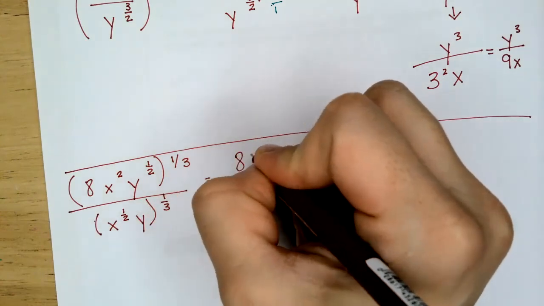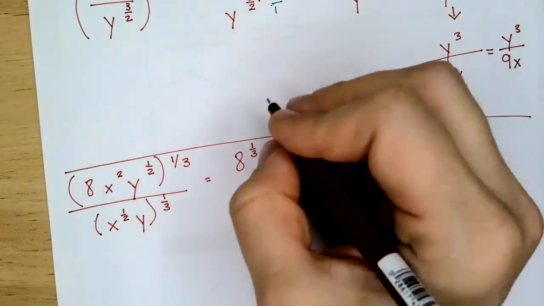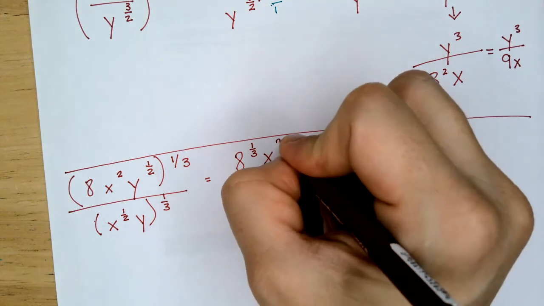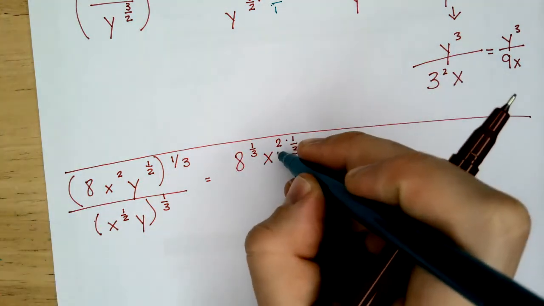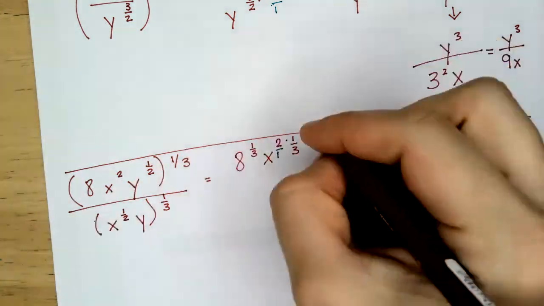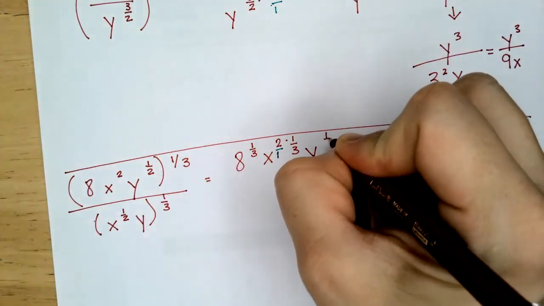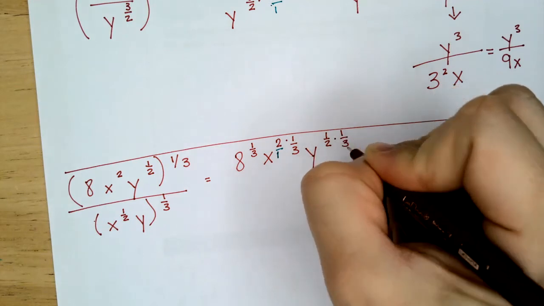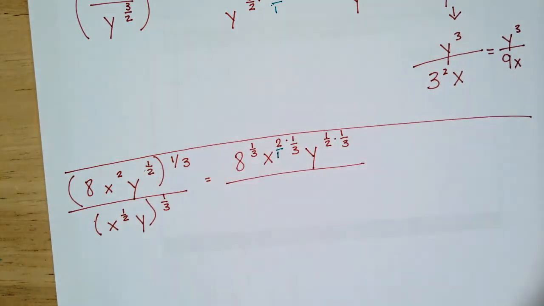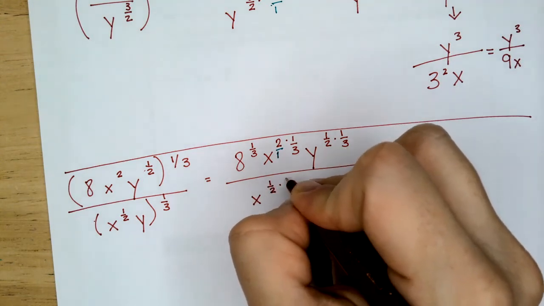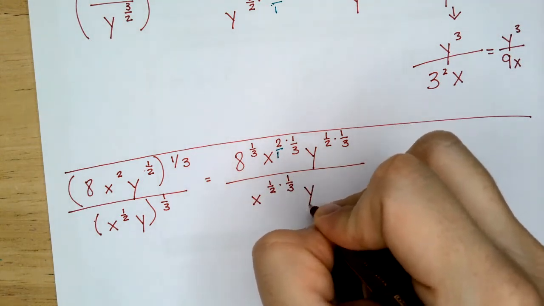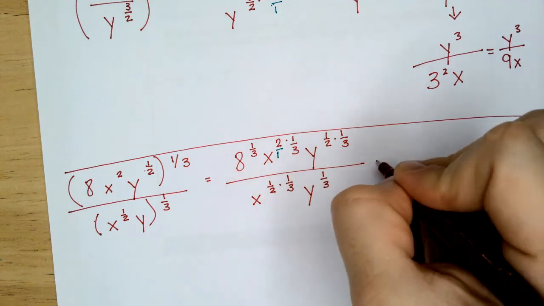So now I have 8 to the power of 1/3, x to the 2 times 1/3, change that 2 to a 2 over 1 so I can multiply it. Y to the 1/2 times 1/3, because if we're raising an exponent to an exponent, we multiply them. X to the 1/2 times 1/3 times y to the 1/3.